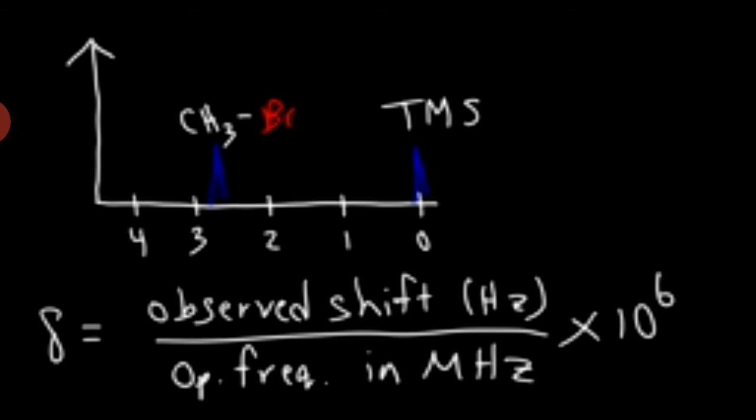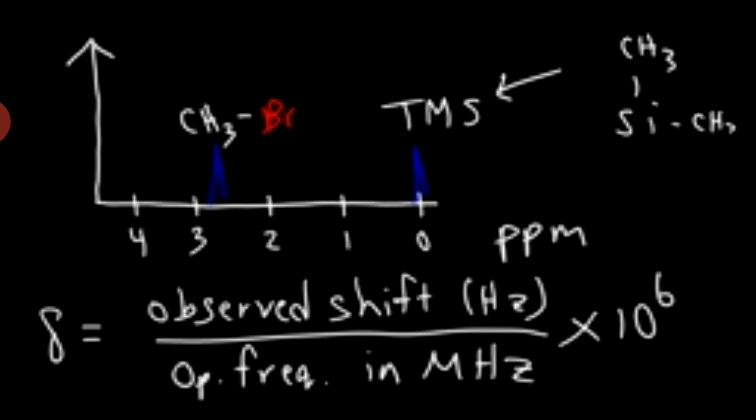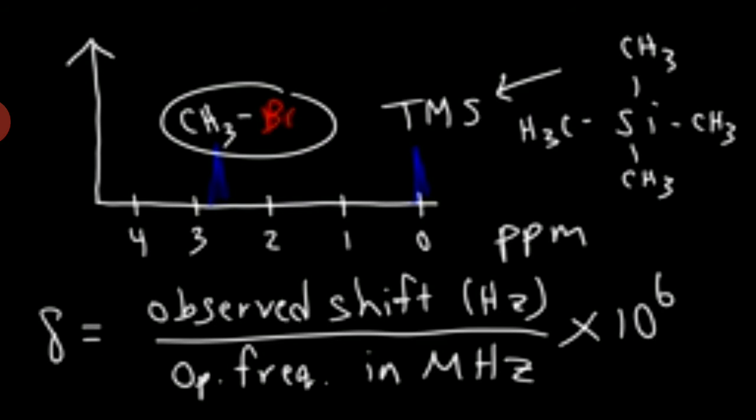On the x-axis, the values written like 0, 1, 2, 3, 4 in ppm represent the chemical shifts. TMS, you can see the signal at 0 is the signal of TMS, that is tetramethylsilane, that is 4 methyl groups attached to the central silicon atom. It is the reference standard used in the recording of NMR because it has 12 equivalent protons.